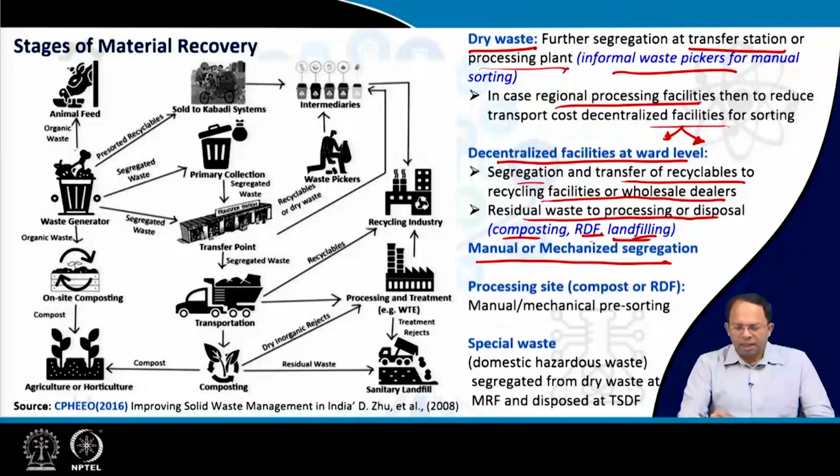Now, on the processing side, that is not in the MRF, where we either produce compost or RDF, there also we can engage manual or mechanical pre-sorting. That means before we actually convert that waste into something usable, we can do some sort of pre-sorting to take out the recyclables or other inert materials. Similarly, special waste such as domestic hazardous waste has to be segregated from dry waste at the MRF and then disposed to a TSDF.